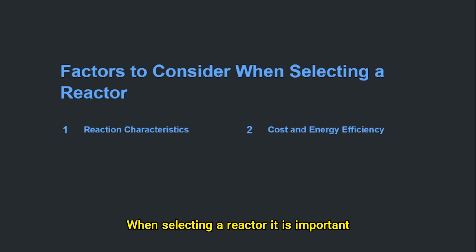When selecting a reactor, it is important to consider various factors. One of the key factors is the reaction characteristics, including the specific requirements of the polymerization reactions, such as residence time and temperature sensitivity, for example. Another crucial factor is the cost and energy efficiency. Evaluating the operational cost and energy efficiency is necessary for sustainable production.